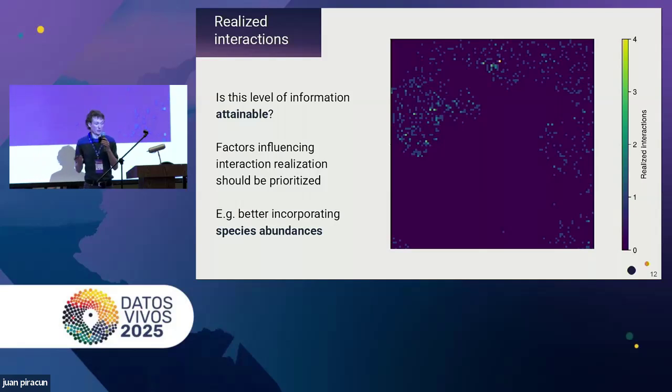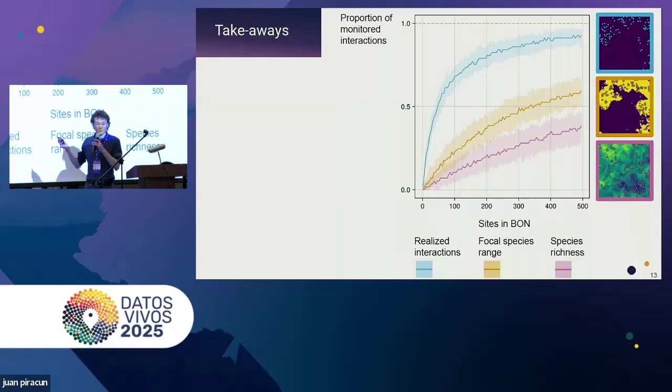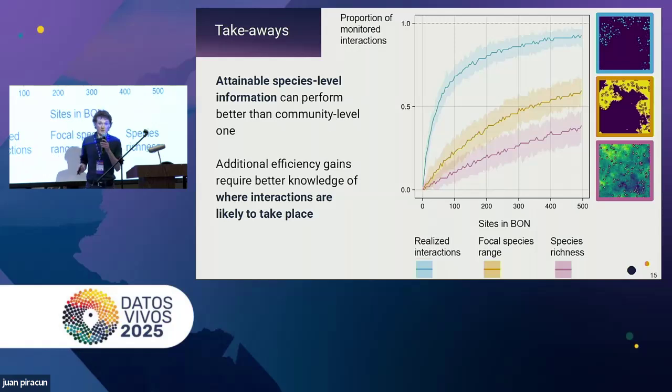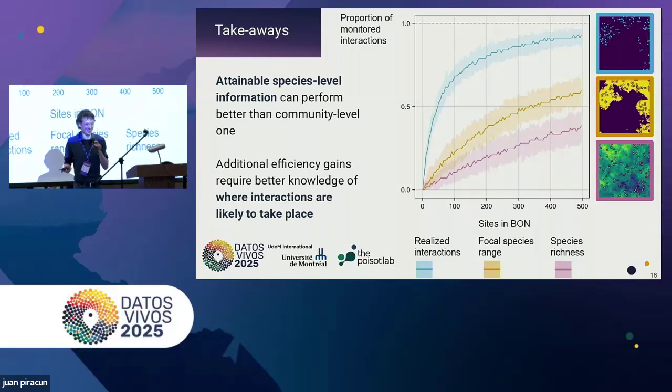This could mean, for instance, better incorporating species interactions, species abundances, sorry, into our models. And so my two take-homes for this presentation were that, well, sometimes attainable species-level information, such as species ranges, can perform better than community-level ones. But finally, that additional efficiency gains will really require better knowledge of where interactions are likely to take place and incorporation of those into our models and optimization attempts. But thank you. I'm pretty sure I don't have time for questions, but I'm happy to chat about it.